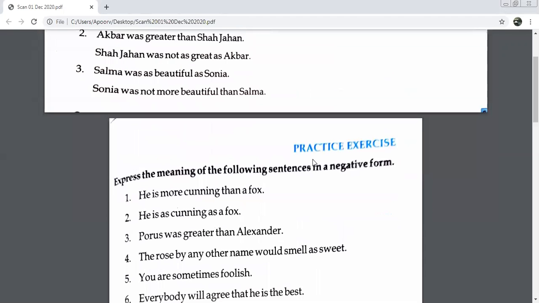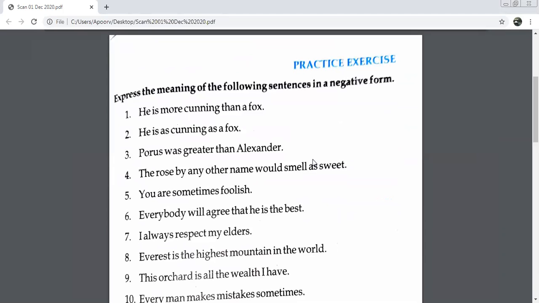Here it is. Let's do the first 5 sentences. Just 5. Giving you 2 minutes. Be prepared. Let's do the first 5 sentences.